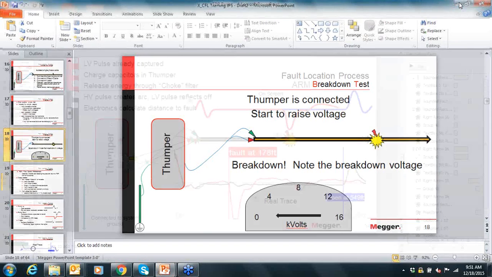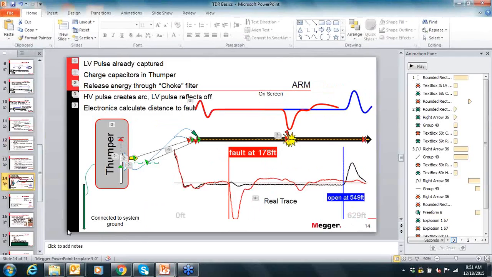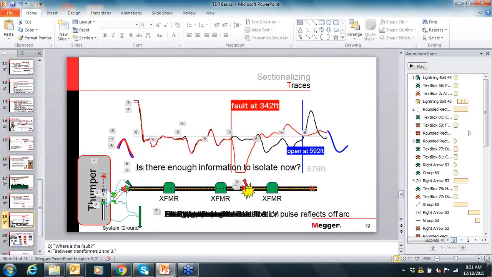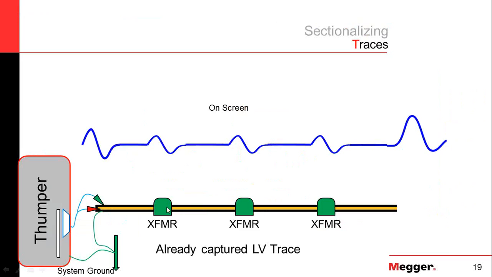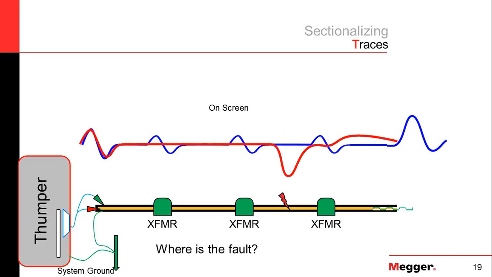Okay, so when we talk about sectionalizing, where we're going through transformers, again, this is not really a TDR question, but the output of the thumper itself, when we do this coming out of the pump, is what we call an arc reflection shot. The discharge is through a choke filter. And what it does is it takes this high energy pulse and spreads it out over time. The idea is to create an arc to reflect off of. That's really not the same as thumping to make noise.